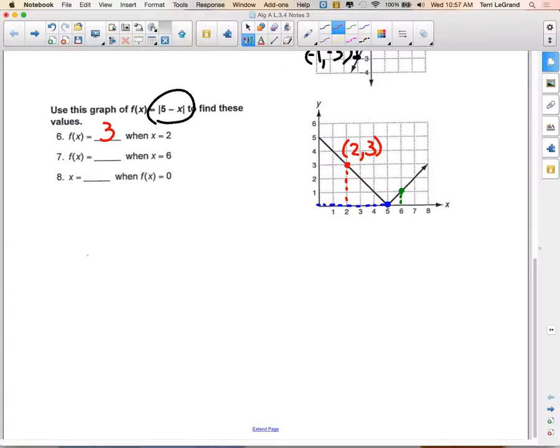Okay. Tell me what ordered pair name you got for when x is 6. What's this one's ordered pair name then? 6, 1. So the y value, the f of x, is what when x is 6? Is 1. Okay. How about the last one? What's this answer? Number 8.